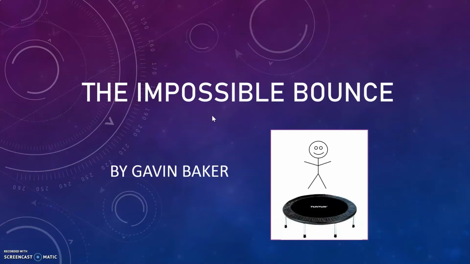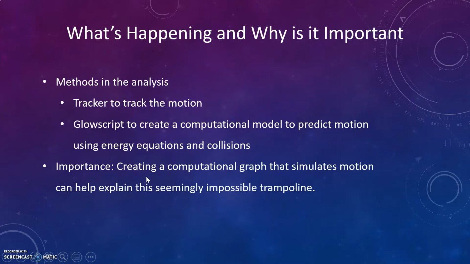Today, I'll be analyzing the motion of a performer using Newton's laws of motion. I use Tracker to track the motion and GlowScript to create a computational model to predict motion. First, I'll go over the results and explain what concepts support the observations. Later, I'll be comparing the data and explaining any discrepancies.